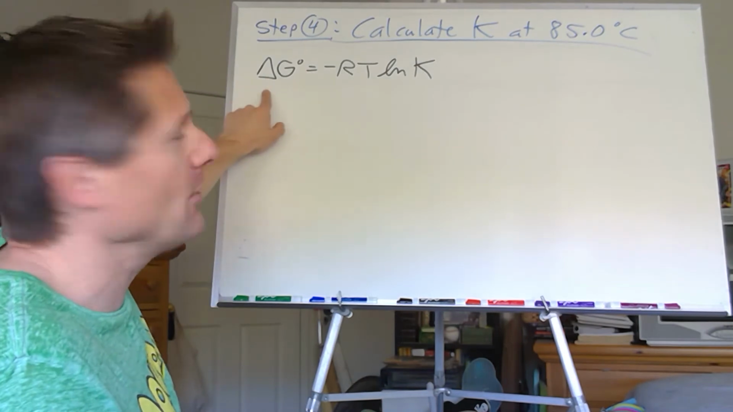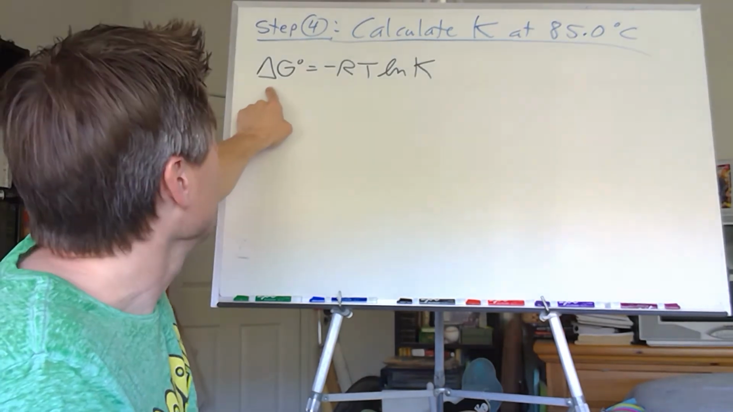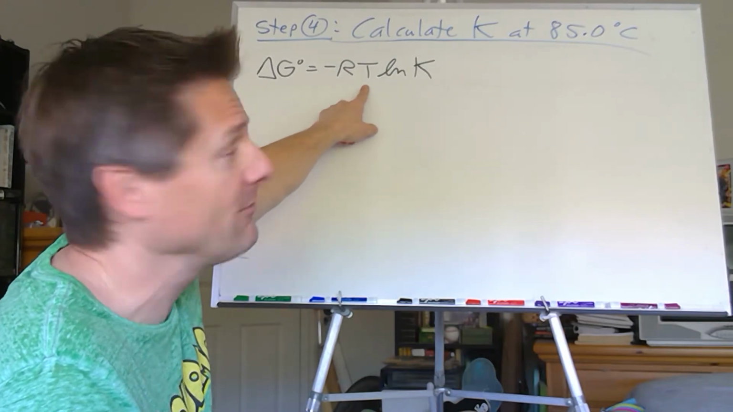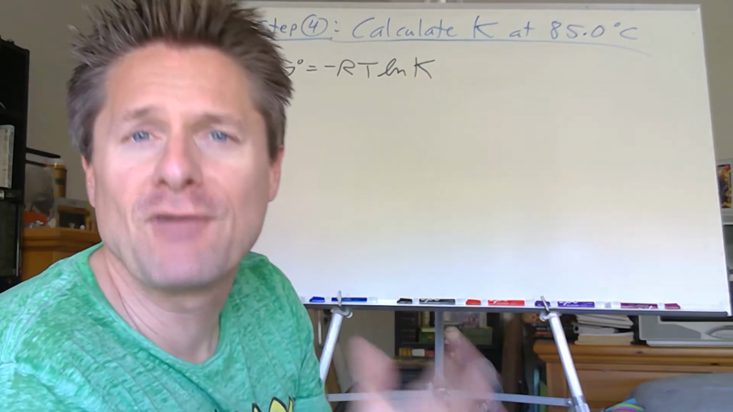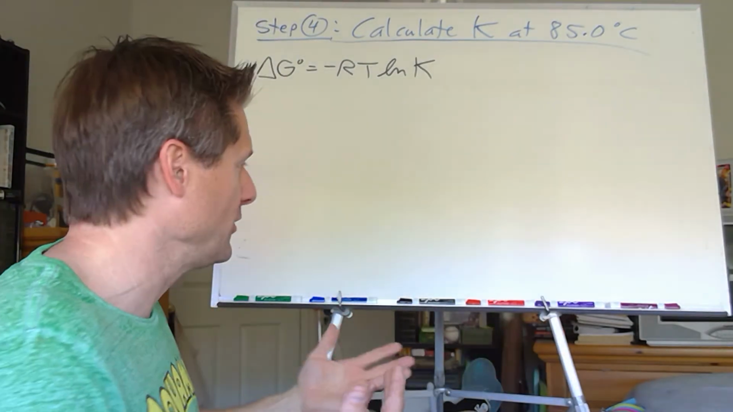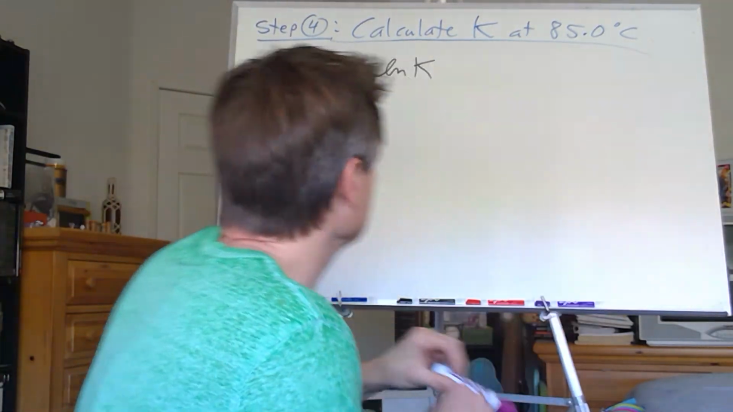So what I'm going to do, because I know delta G, took forever to get it. I know R is a constant. I'll give that to you on exams. I know the temperature in Kelvin. So I'm going to solve for log of K first, and then I'll just take E to that, and then I'm good to go. So let's punch this out.